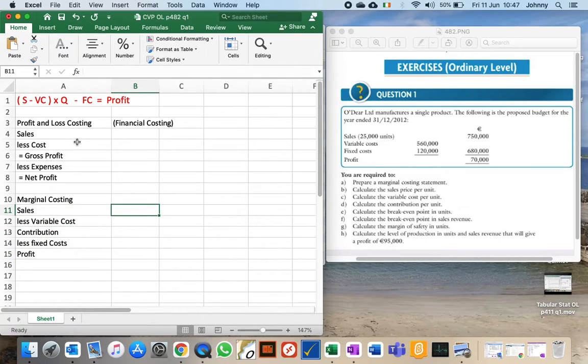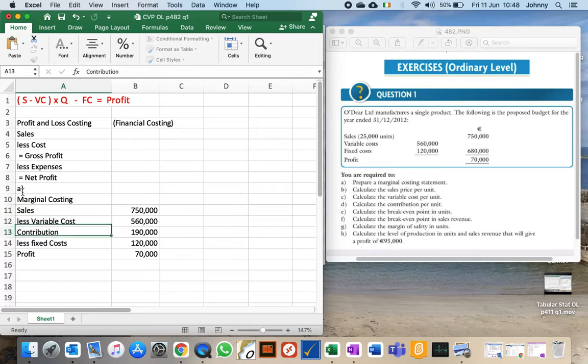We're going to have to put some numbers into this now. So sales is, in this question, taking the numbers from the question, 750. Variable cost is 560. So we're going to subtract those two numbers, and that gives us contribution of 190. Then we'll take our fixed costs. So our profit then is 190 minus 120, so 70,000. So it's just restating what you've already got in a slightly different format, but that's the marginal costing statement. So that's part A done.